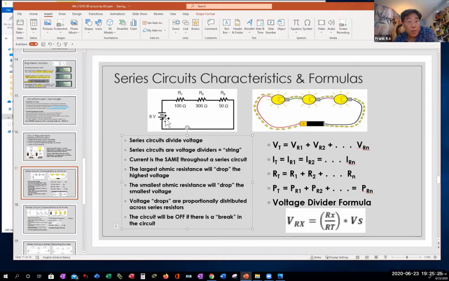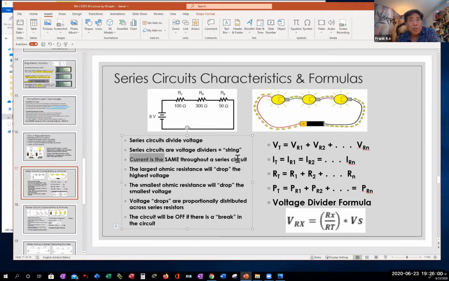Why string? Because if you think of a string of pearls, grandma's string of pearls, whoever still does wear pearls, it's one bead in a string to the next bead in the string to the next bead in the string. It's one string that links all the beads together. That is the nickname that's given to series circuits. Series circuits are known as a string, and they divide voltage. They're known as voltage dividers.